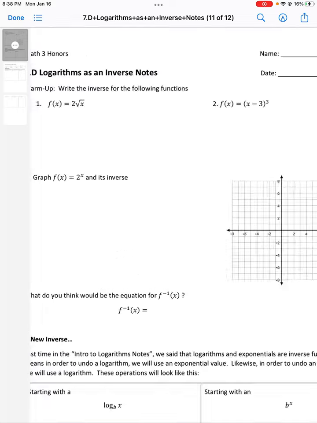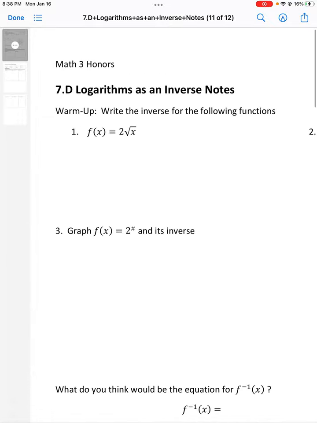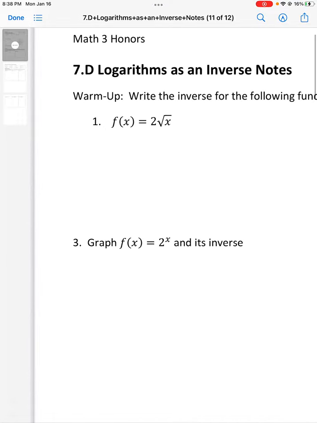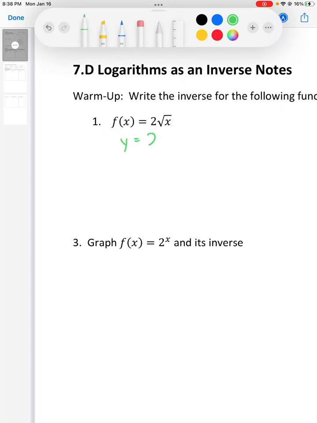Okay, so going over questions 1 and 2. So remembering how to write an inverse. We're dealing with x's and y's, and we need to switch our x and our y, right? With inverses, x and y is always switched. So we have x equals 2, y is over there, and then now what do? Well, we need to get y by itself.